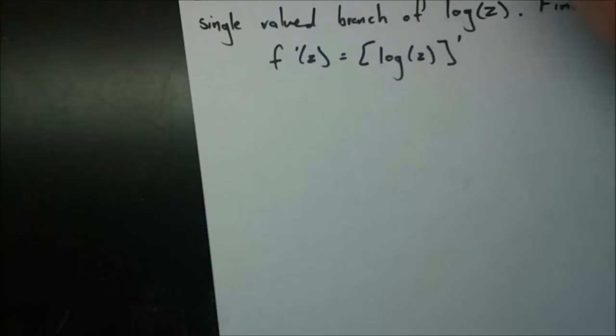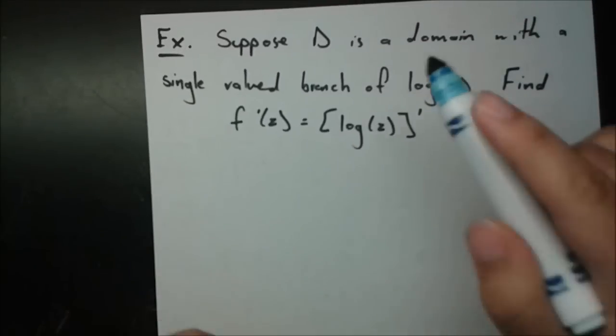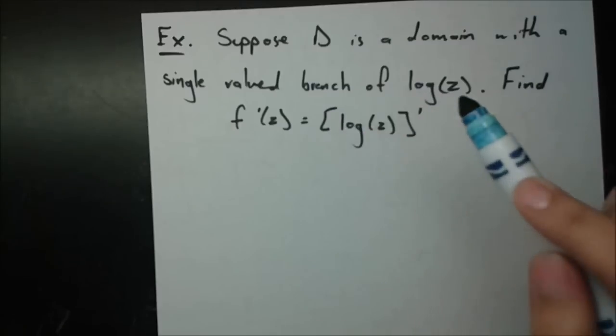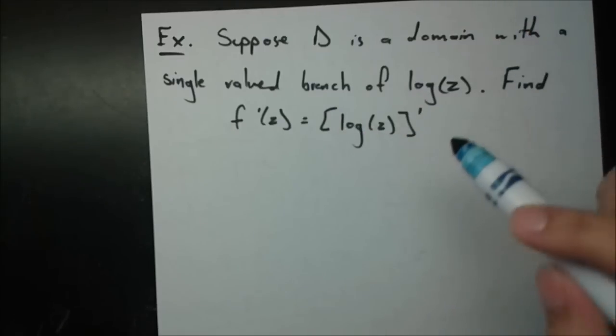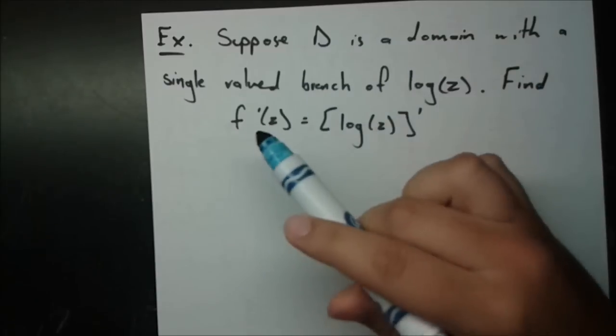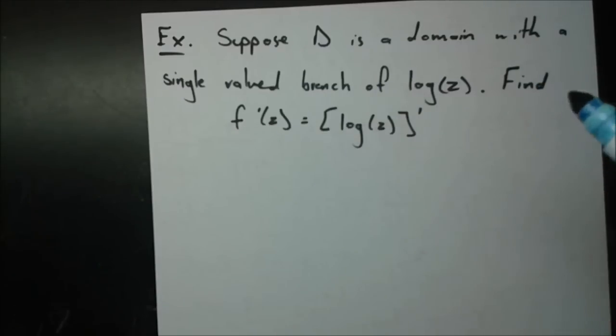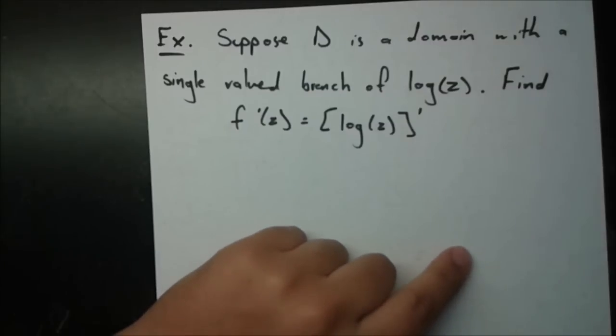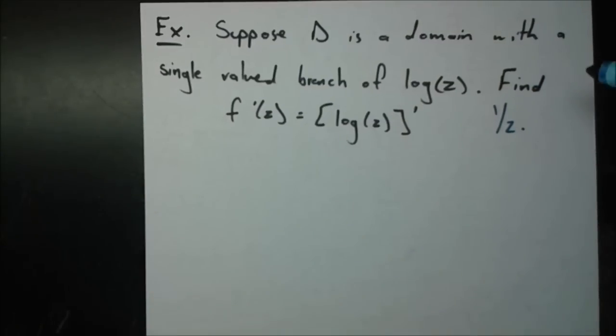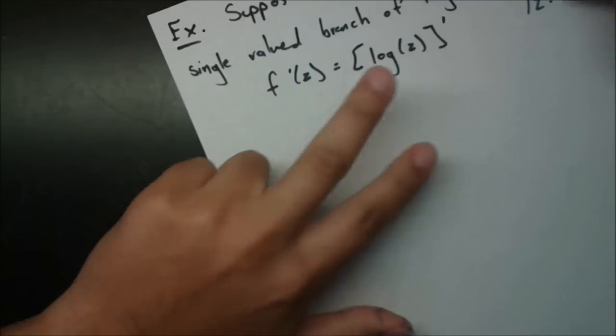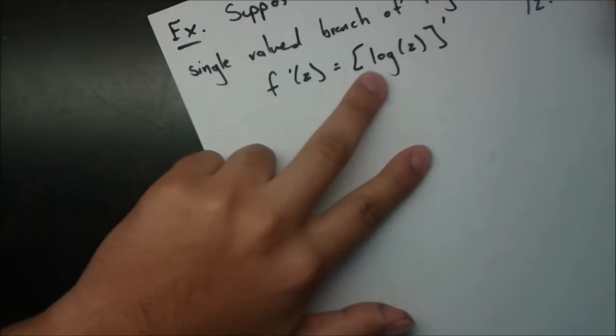Let's do a slightly involved example. So I'll do it here in blue. Suppose D is a domain with a single valued branch of log z. Go back to the log video if you need a refresher on log. We want to find the derivative of log z. So what's our initial guess? If we have real variables, we might think it's just 1 over z. That's going to prove to be correct, but we have to prove it. Okay, so this is our guess.